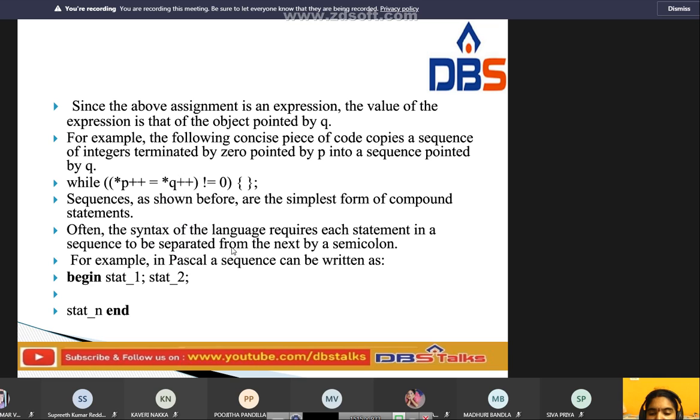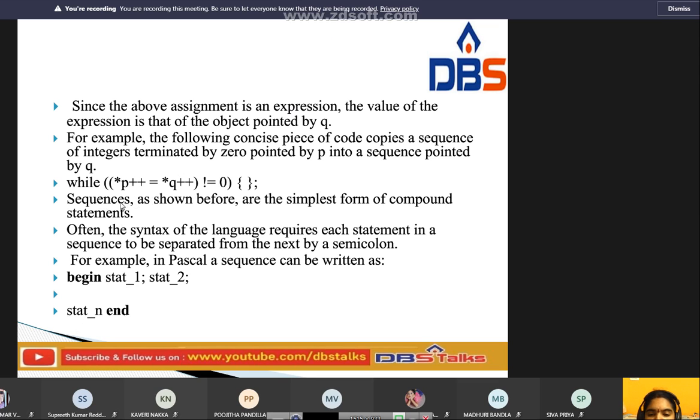Here the syntax of the language requires each statement in a sequence to be separated from the next by a semicolon. For example, in Pascal a sequence can be written like this: begin, statement 1, semicolon, statement 2, and so on, statement n, end.